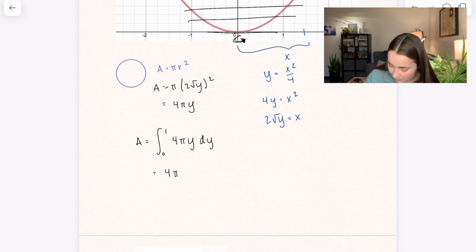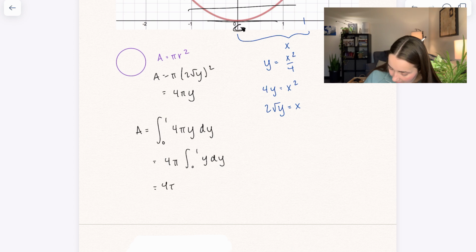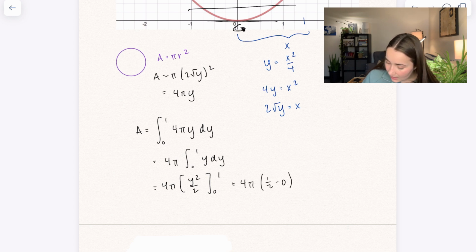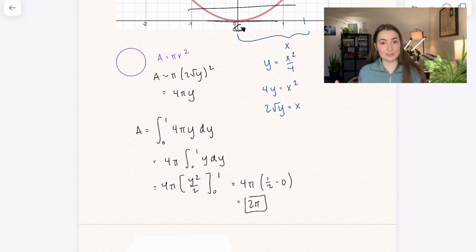4 pi is just a scalar, so we can take it out. We don't need to worry about it. And now we're just integrating y. So here we get 4 pi times y squared divided by 2 between 0 and 1. So when I plug that in, I get 4 pi, and that becomes 1/2 minus 0. And 1/2 times 4 pi, that's just equal to 2 pi. And that right there represents our volume.